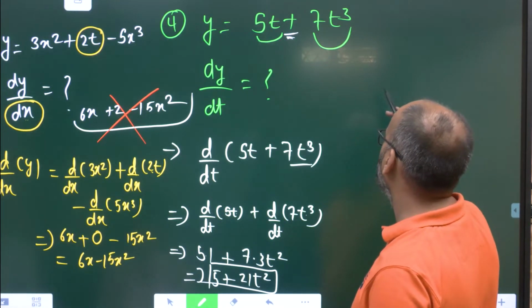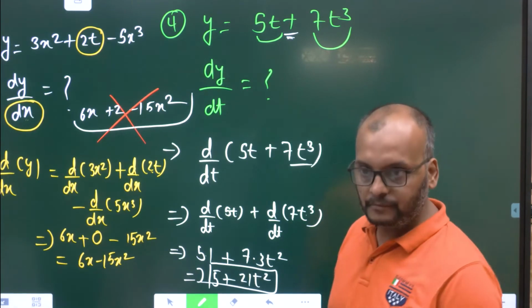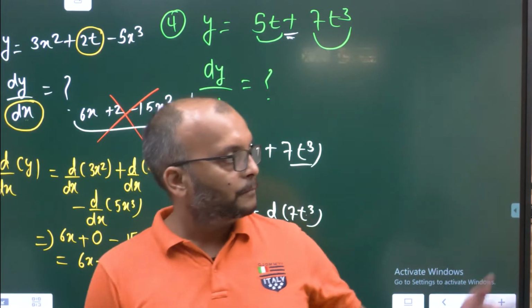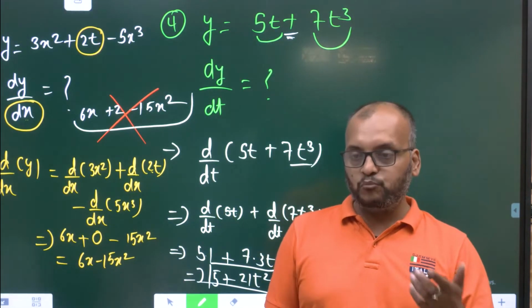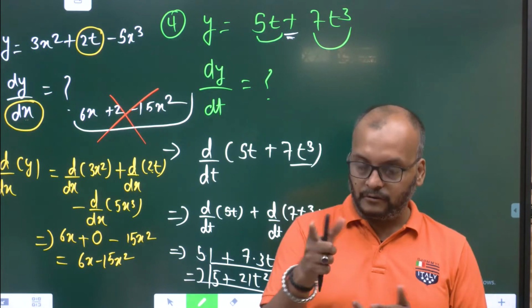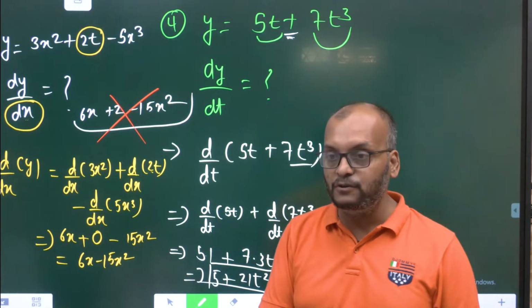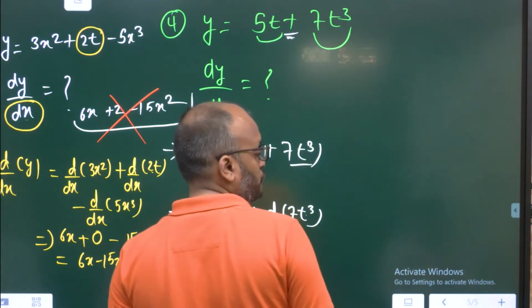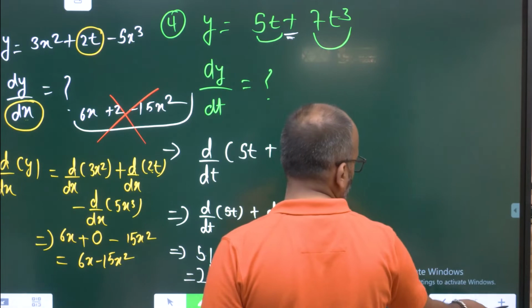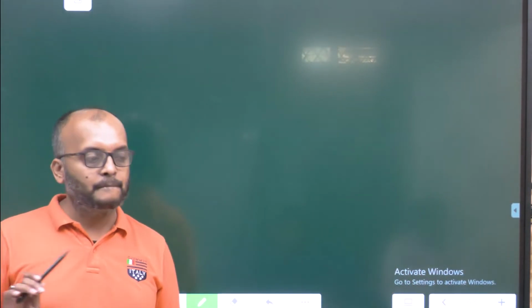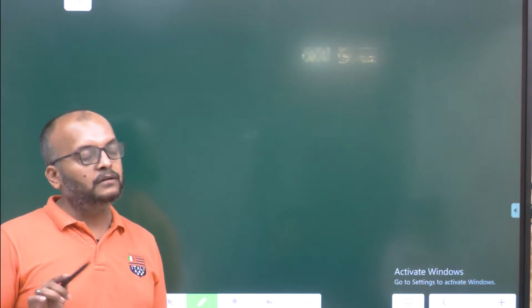Okay. If t is a variable but it does not depend on x, then we treat it as a constant. Differentiation of a constant is 0. Understood, everyone? Can I move? Yes, sir.